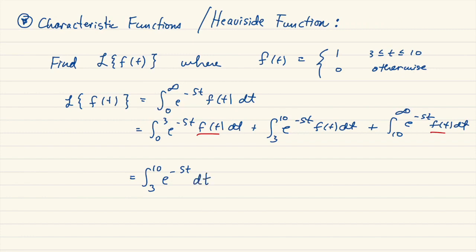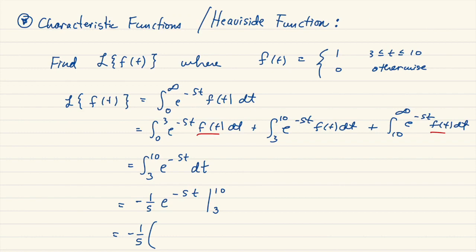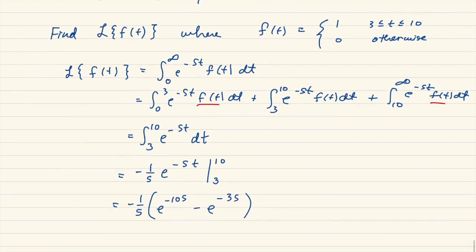Now what we're going to do is just integrate. We are anti-differentiating with respect to t. So that means that we're going to divide by negative s, giving negative 1 over s times e to the negative st. We're going to evaluate this from 3 to 10. Let's factor out the negative 1 over s. If t is equal to 10, we get e to the negative 10s minus e to the negative 3s. And there's our Laplace transform.